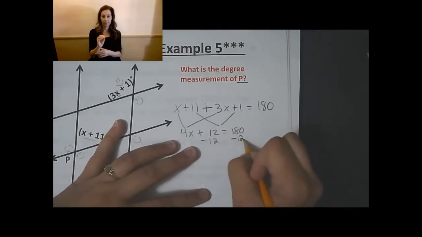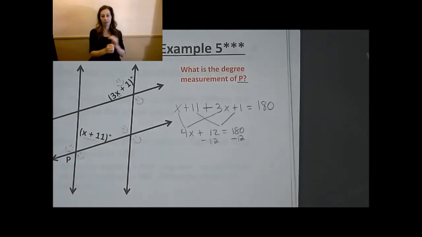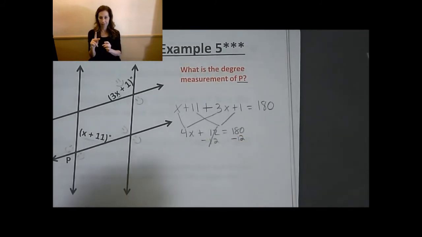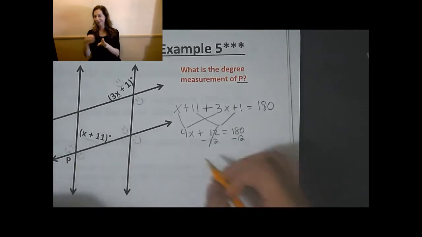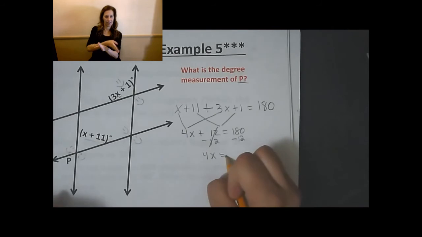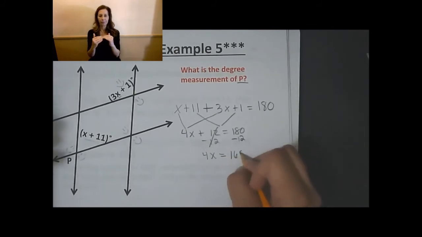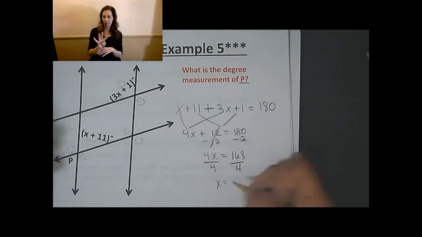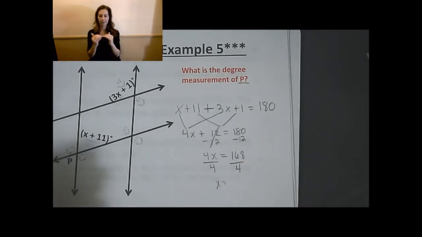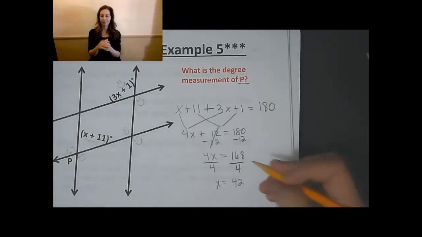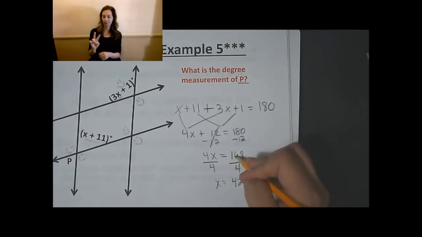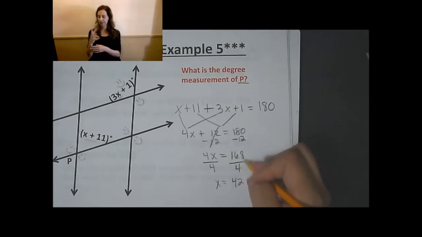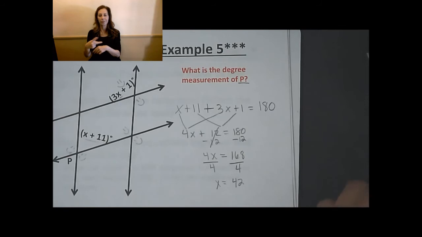Minus 12, minus 12. So then that cancels. Remember, whatever you do to one side, you have to do to the other. So I get 4x equals 168, divided by 4, divided by 4. X equals 42. And I could think 4 goes into 16 4 times, and 4 goes into 8 2 times, so 42. Alright, so that helps out.